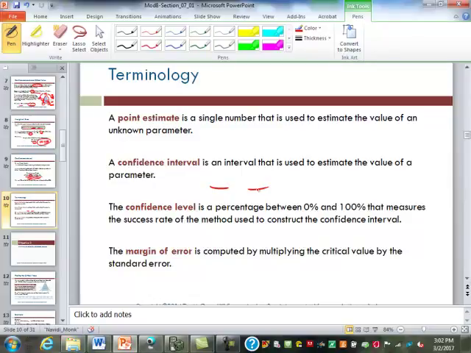It's the success rate. If we construct these intervals, 95% of the time that interval will contain the true population mean. And then that margin of error we found was how far we had to go above and below that point estimate to create that confidence interval. And that was found by multiplying that critical value we found from the normal curve by the standard error of the means, that standard deviation of those sample means.